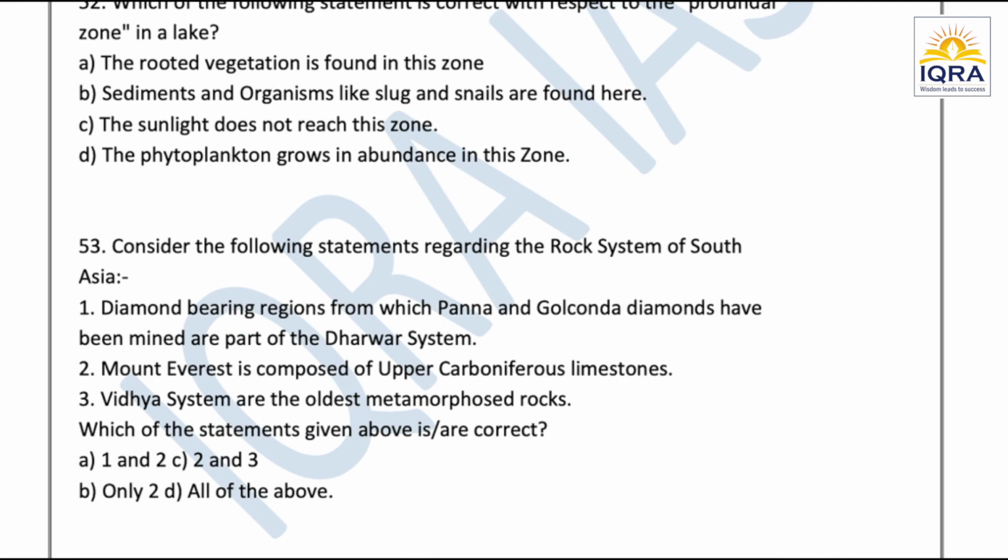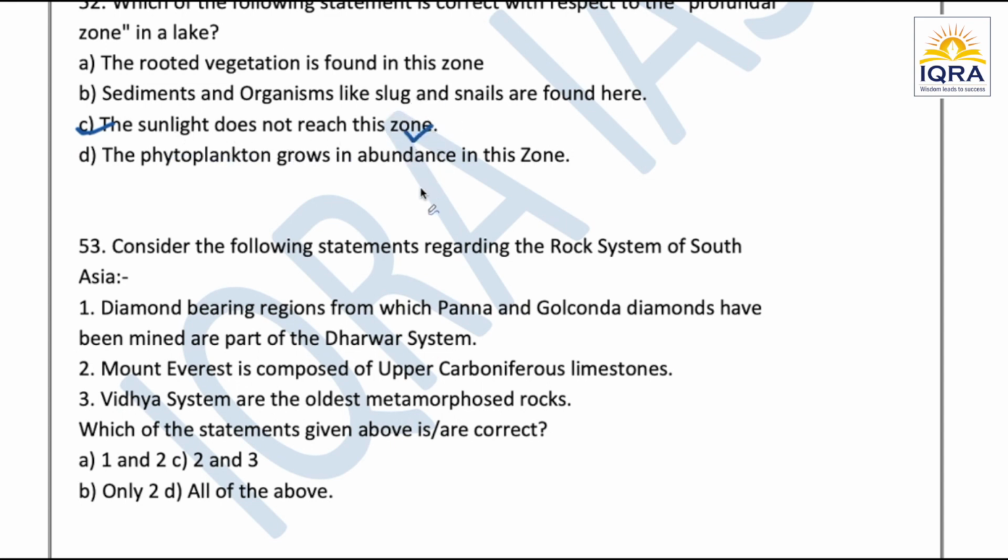Right, moving on to the next question, question number 52. Which of the following statements is correct with respect to the profundal zone in a lake? Profundal is a deep zone of an inland body of freestanding water, like a lake or a pond, which is located below the range of effective light penetration. Hence, option C becomes the correct answer for this, because here it also says that sunlight does not reach this zone.